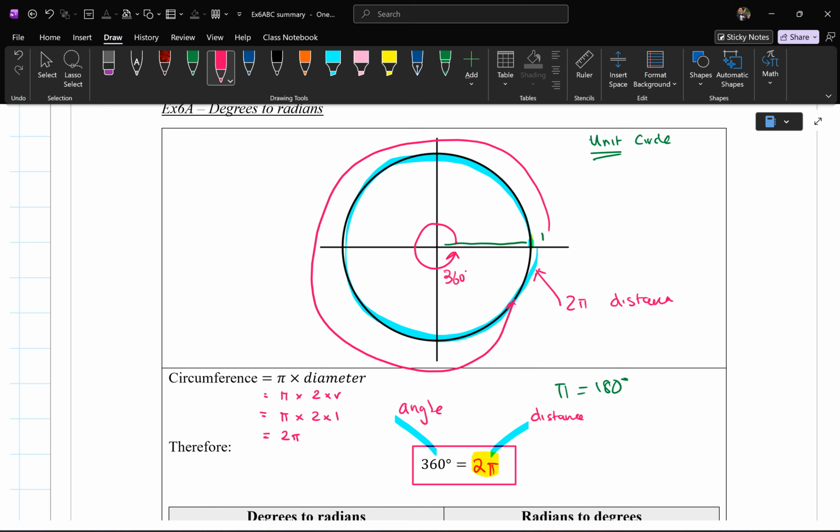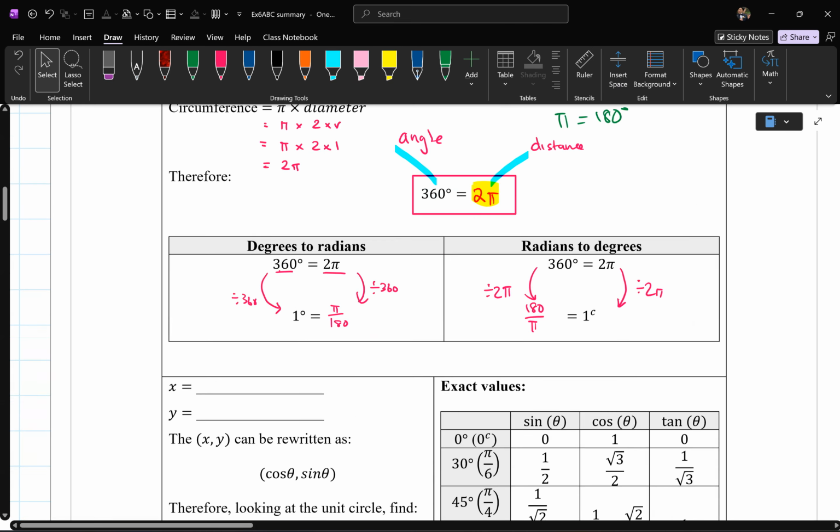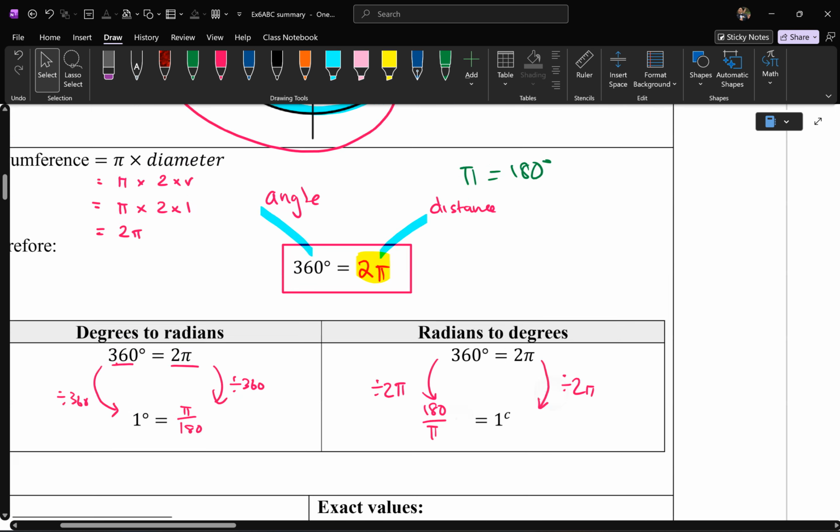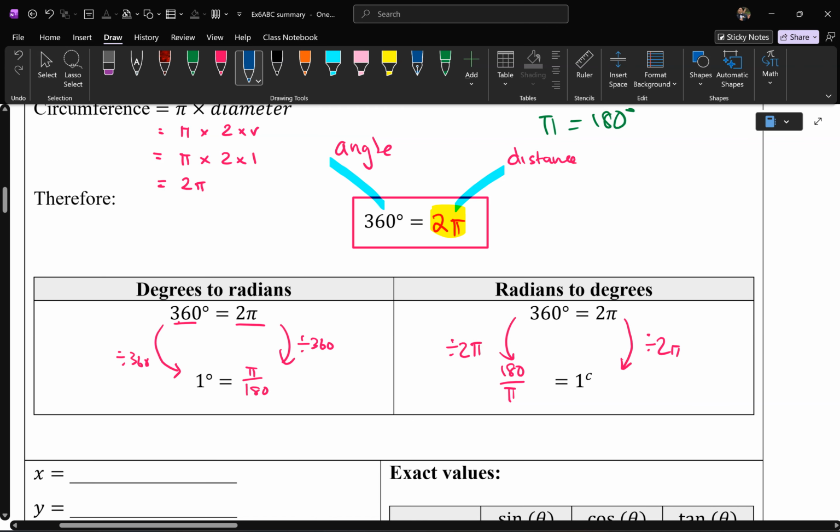Okay, that's the difference between the two. That's more of a deeper understanding, but if you didn't get that, all you needed to know for exercise 6A is how to convert. So here's an example. If I wanted you to convert 60 degrees into radians, the rule says times by pi over 180. So you just do times pi over 180.